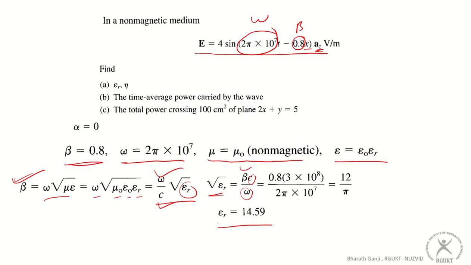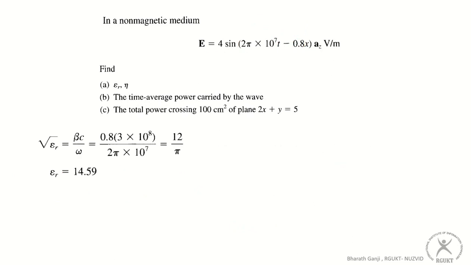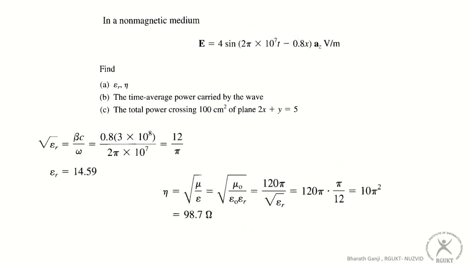So you get the value of epsilon r, and if you want intrinsic impedance eta, how do you calculate? So you have epsilon r. Intrinsic impedance is square root of mu by epsilon for this lossless medium. So mu naught into mu r is there, but mu r is taken as 1, and epsilon r. So square root of mu naught by epsilon naught is nothing but 120 pi. So 120 pi is written here, and there is your epsilon r. You get intrinsic impedance as 98.7 ohms. So this is the magnetic field.